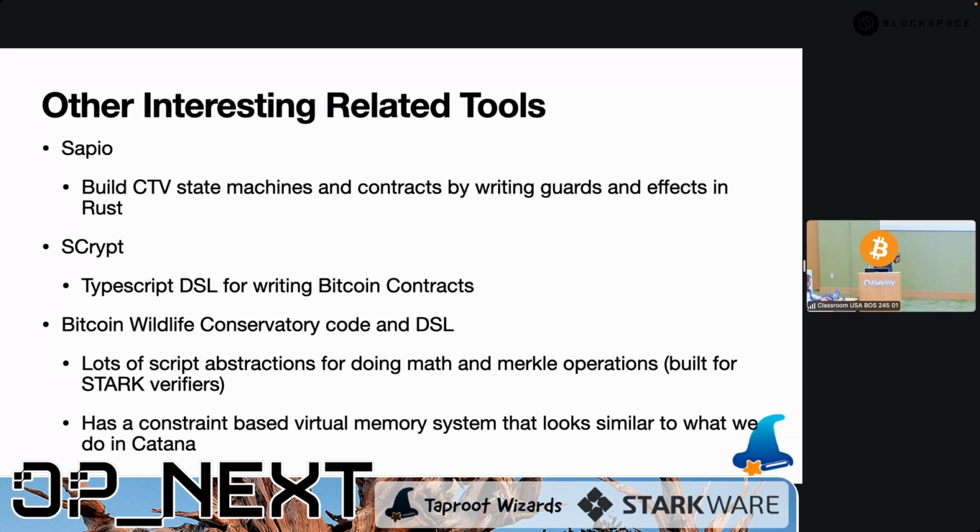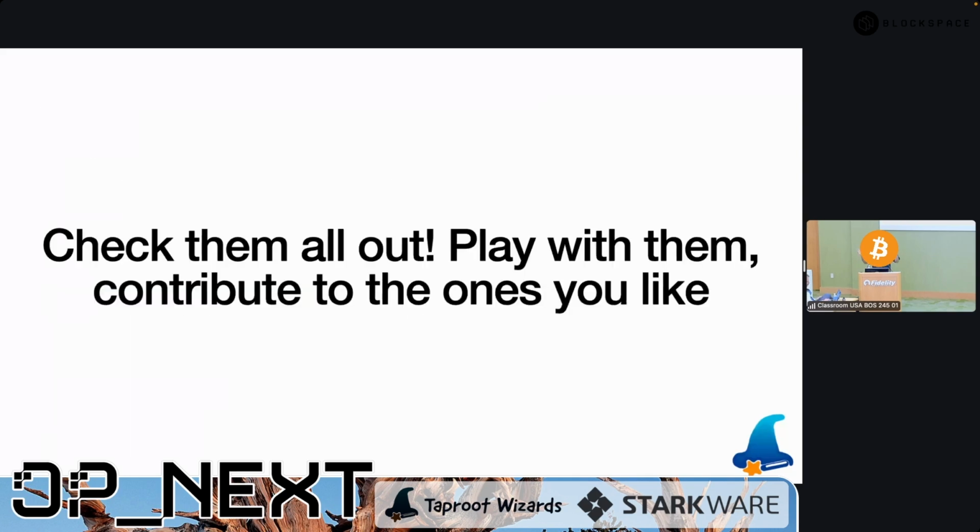In order to do that, he's had to abstract out a lot of the operations around Merkle tree validation and lots of math. And recently he added a constraint-based virtual memory system. I haven't dug into all the details, but it looks similar in spirit to what we're trying to accomplish. All these tools are out there, and there are probably more that I don't know about. I would encourage everybody who's interested in covenants, or in building big script things even if they don't use covenants, to check out these tools, play with them, see what you like and don't like, figure out what's ergonomic, and give feedback.